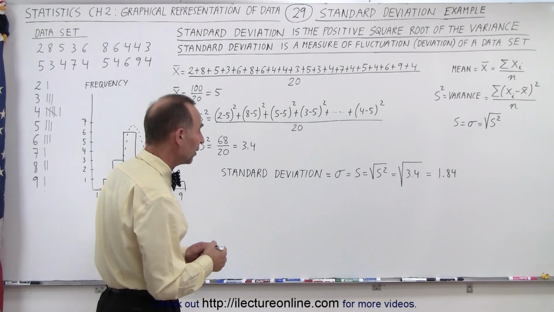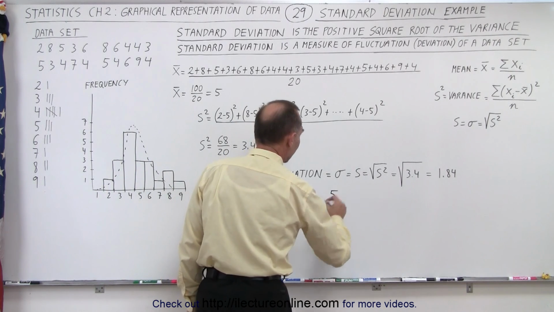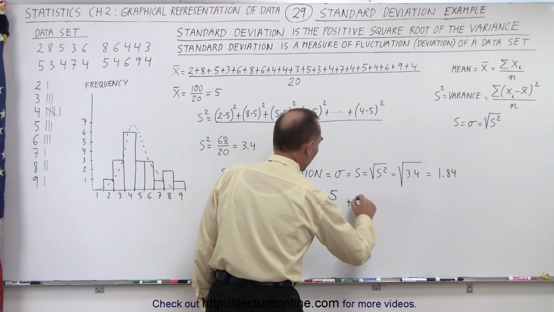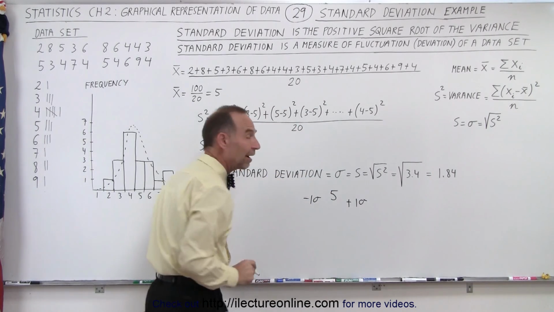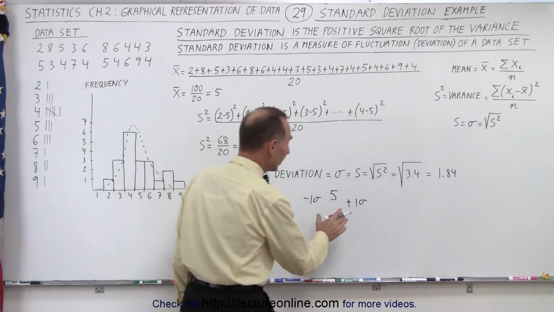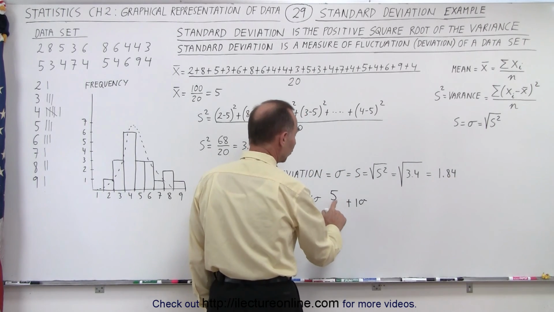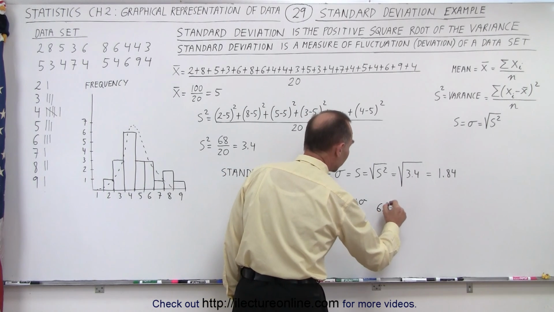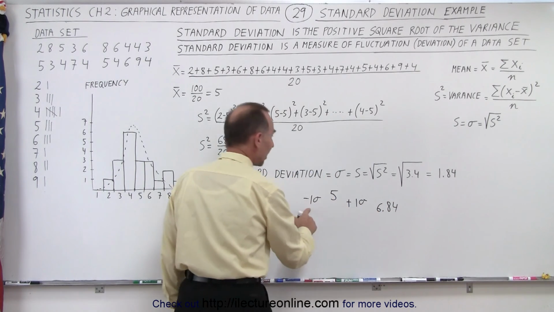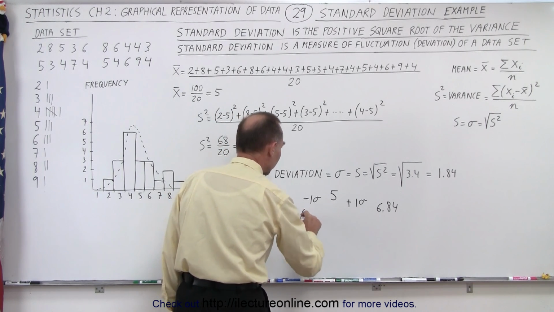Well, it means the following. We know that the average value is 5. If we now add 1 sigma and subtract 1 sigma from 5, what do we get? Well, 1 sigma, or 1 s, 1 standard deviation, is 1.84. So if we add 1.84 to 5, we get 6.84. And if we subtract 1.84 from 5, we get 3.16.